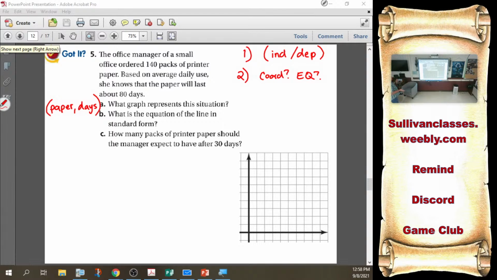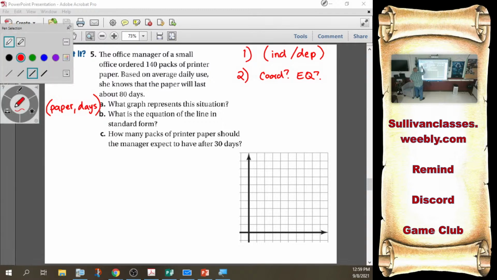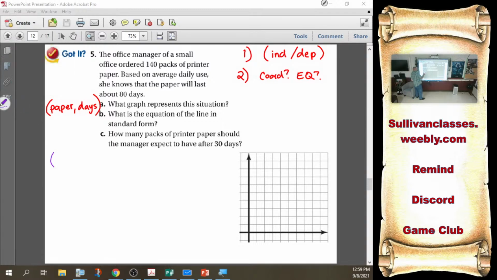The office ordered 140 packs. Based on use, it will last 80 days. Do I know a starting amount? Do I know a total amount? Do I know a rate? What do I know? Do I know a data point? Do I know a coordinate? There you go. So because of that, I know that 140 packs of paper lasts 80 days. That's a coordinate.